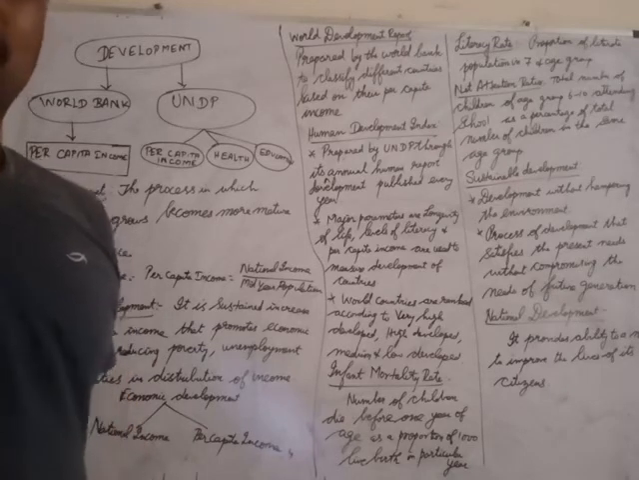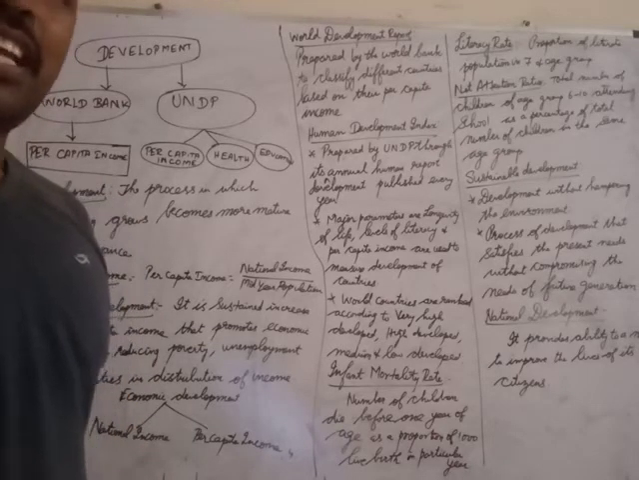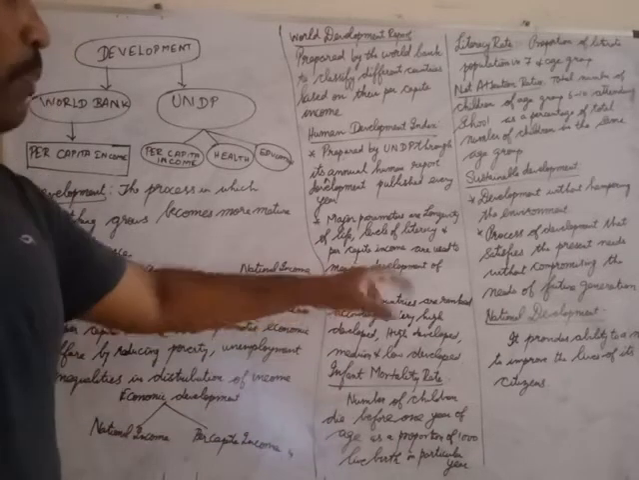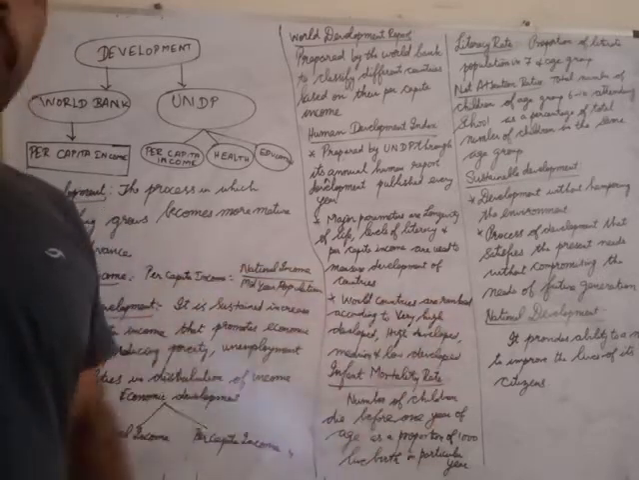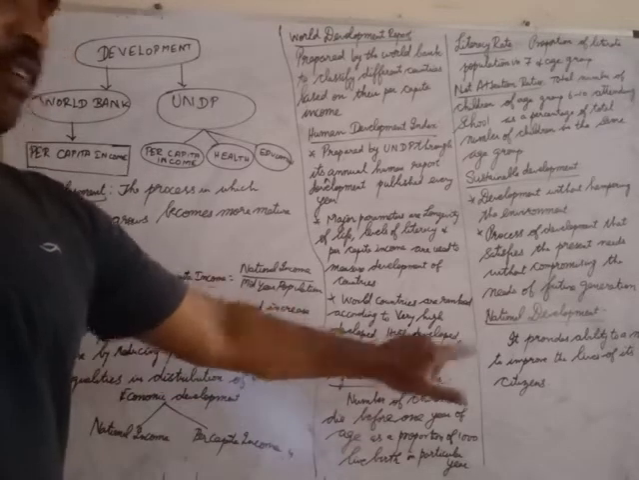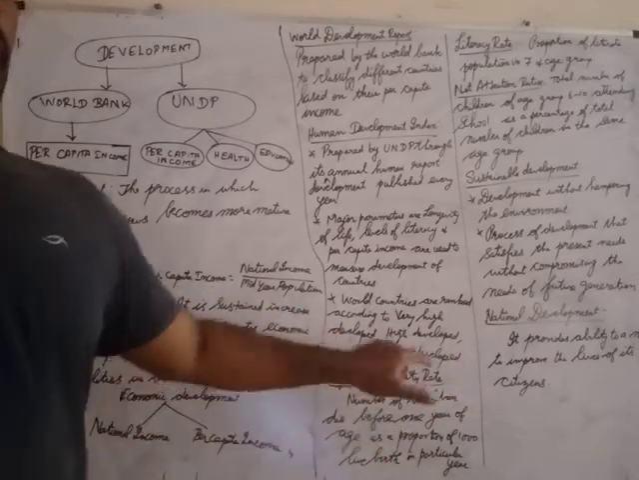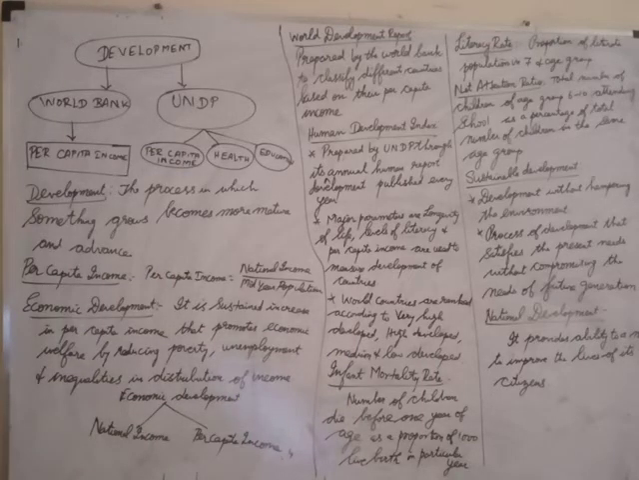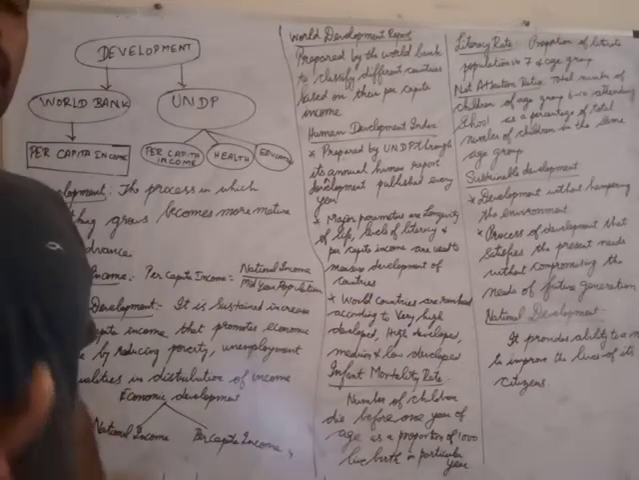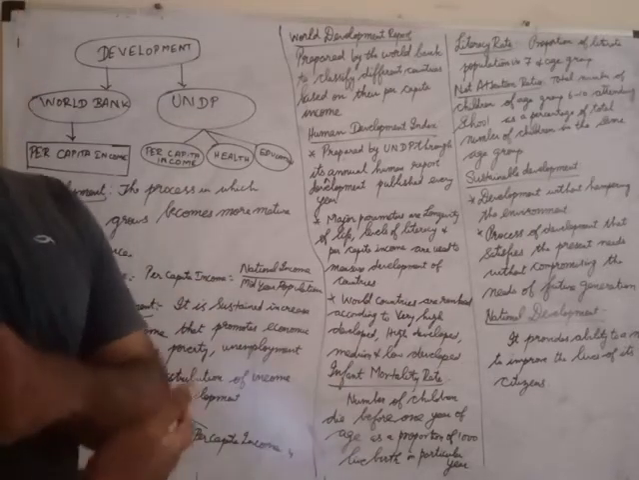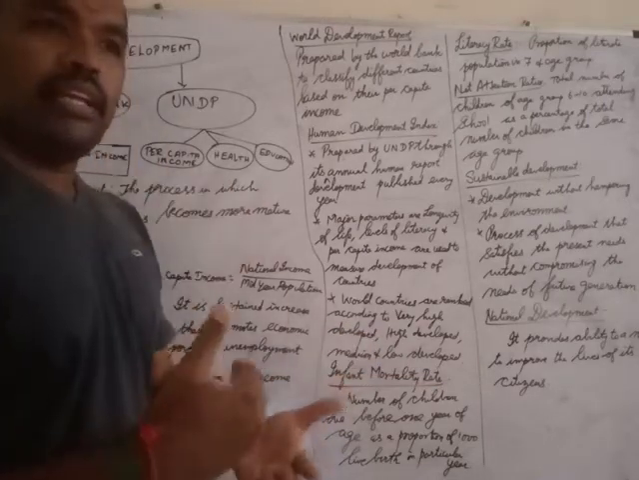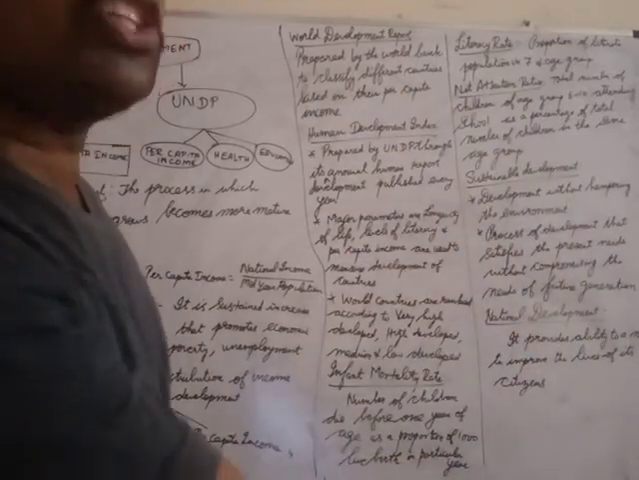Anyone knows? Nearly 240 countries, 200 plus. So those 200 plus countries, how will they be ranked? They will be ranked as very high developed, high developed, medium, and low developed. World countries are ranked according to very high developed, medium, and low developed. In this rank only, the position will be mentioned for each and every country.